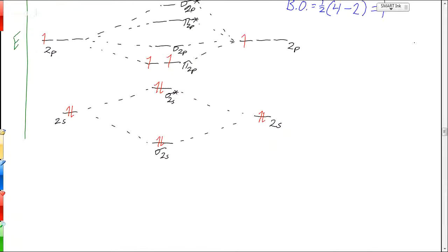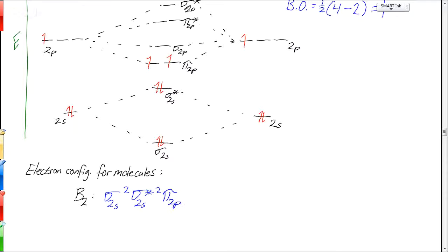The other thing we can do with this is we can now write electron configurations for molecules instead of just atoms. And that would look like this. So for a B2 molecule, instead of saying 1s2, 2s2, whatever, we use the molecular orbitals and how many electrons are in each molecular orbital. So boron, we start with the 2s, so that's going to be sigma 2s with two electrons, sigma star 2s with two electrons, and then the pi 2p with two electrons. And that would be its electron configuration.